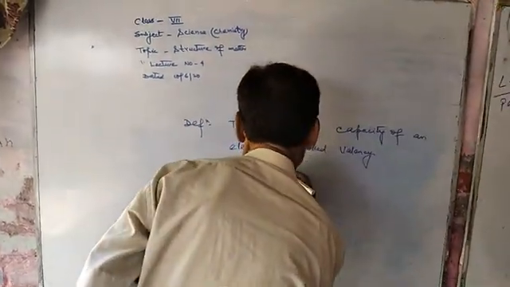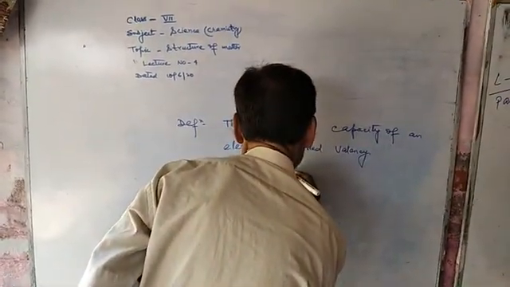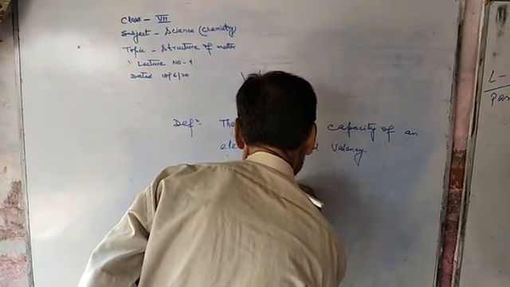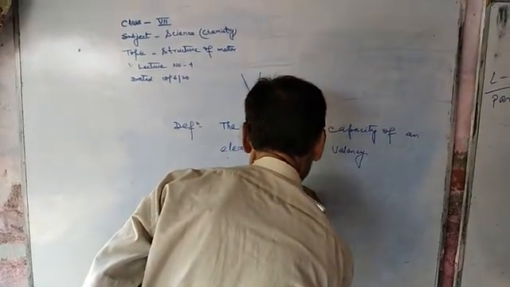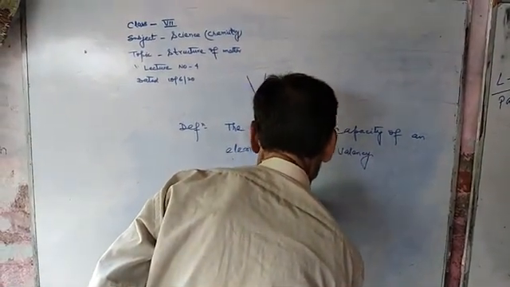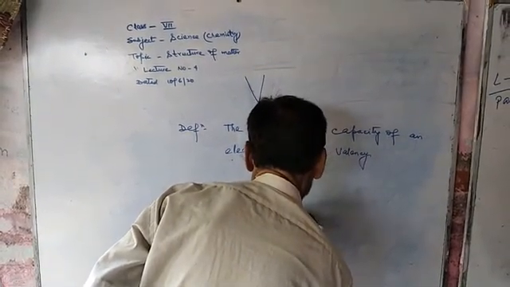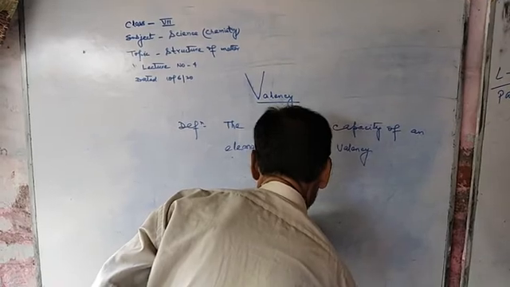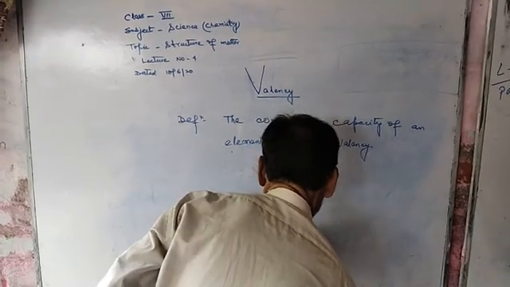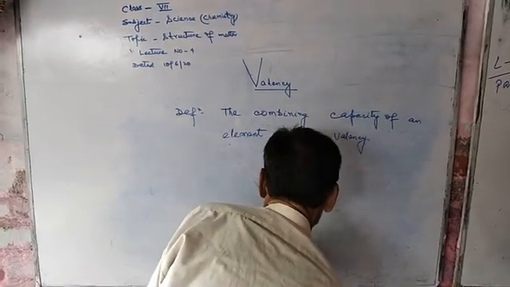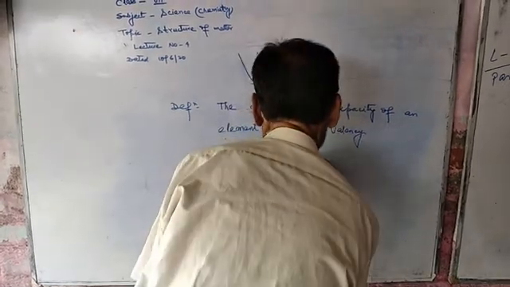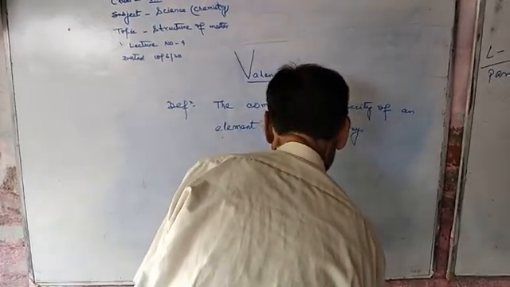So, chlorine, fluorine, bromine, iodine, sodium, potassium, hydrogen, silver, etc. have one valency.